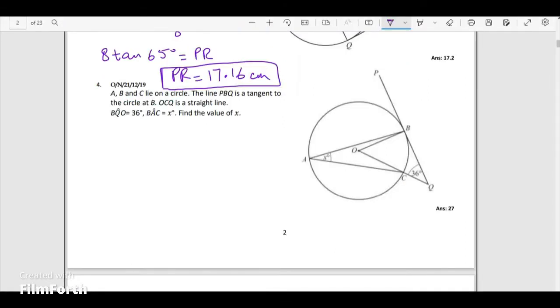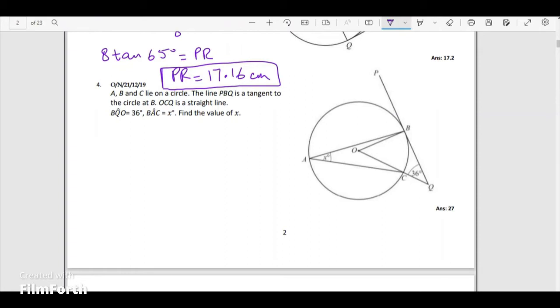Okay, so question number 4 says A, B, and C lie on a circle. The line BPQ is a tangent to the circle at B. OCQ is a straight line. Okay, and BQO equals 36 degrees, BAC equals x degrees, so we have to find the value of x. So we can see all of this labeled here.